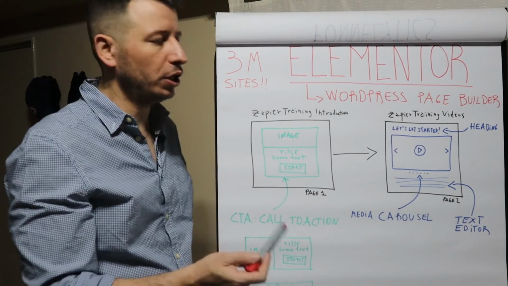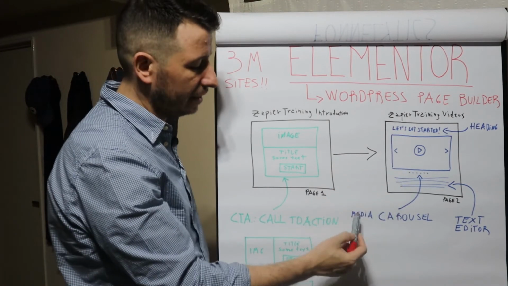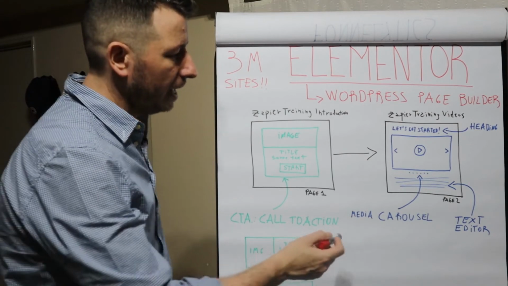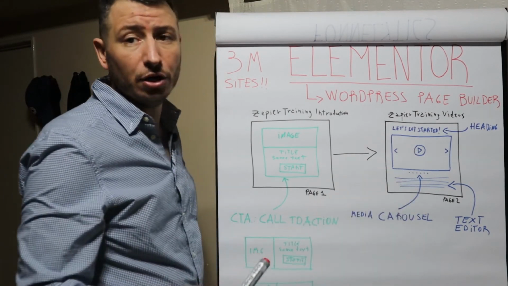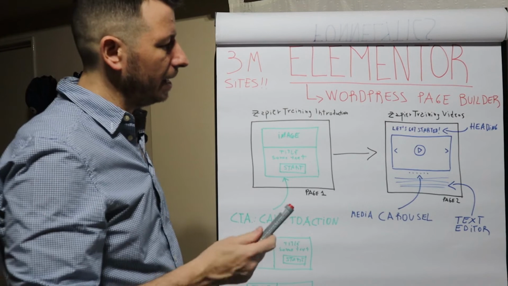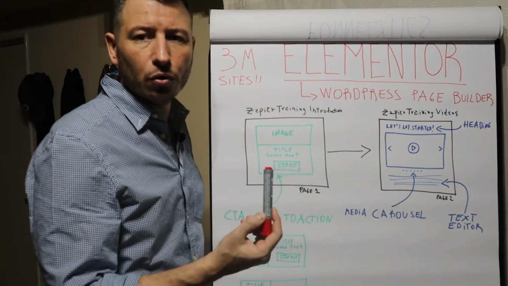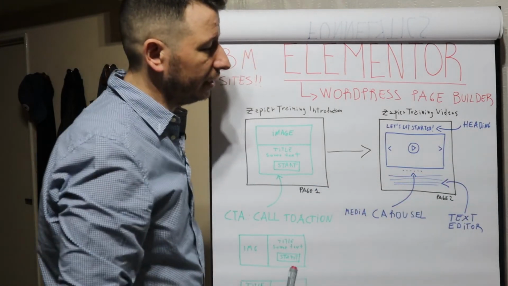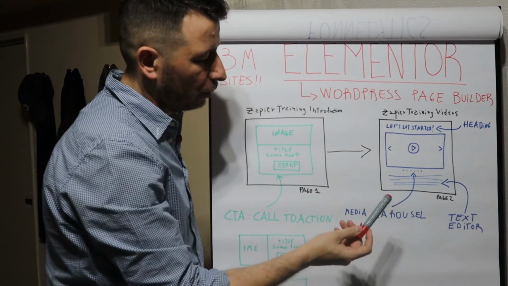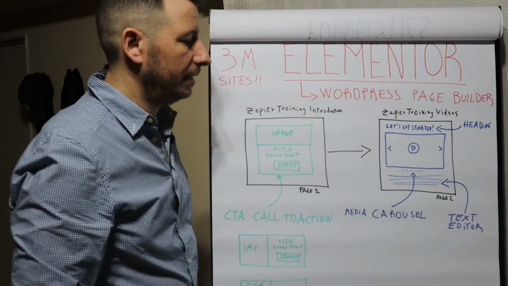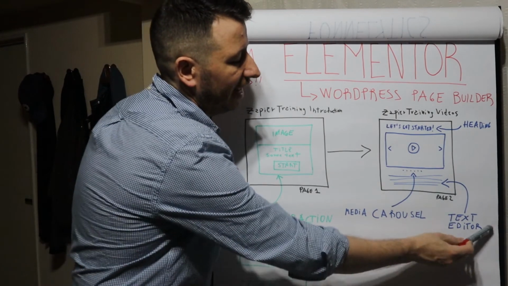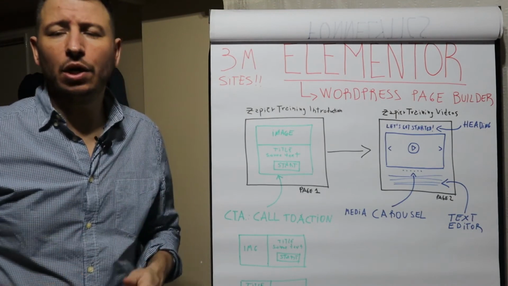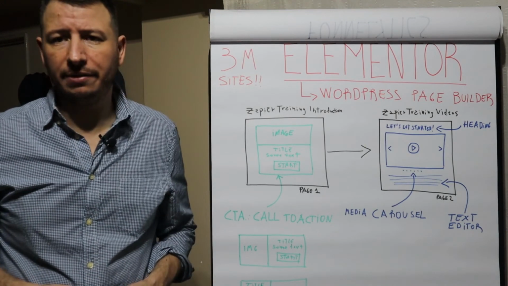where we are going to include a carousel. In this case, it's going to be the media carousel widget provided by Elementor. And in this case, we're going to include a video, a couple of videos actually. And we are also going to include a heading widget, and we are going to include a text that is actually part of the text editor widget provided by Elementor. So let's go to the computer and let's get started.